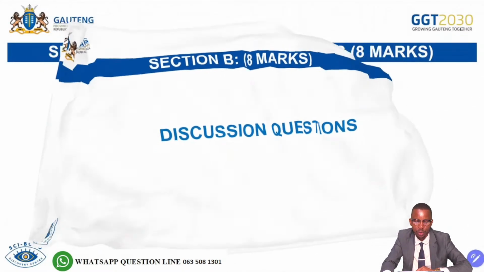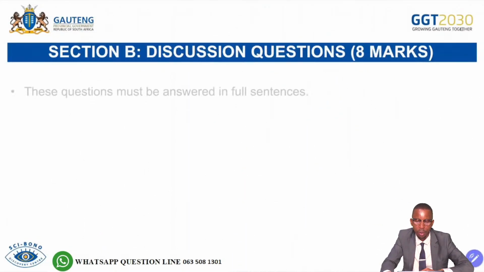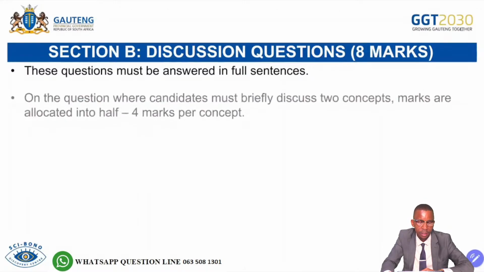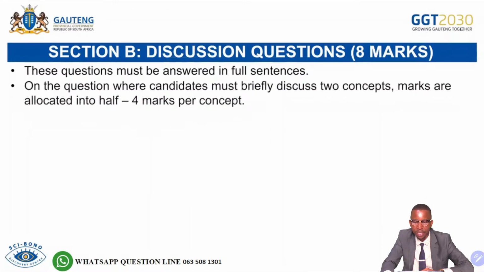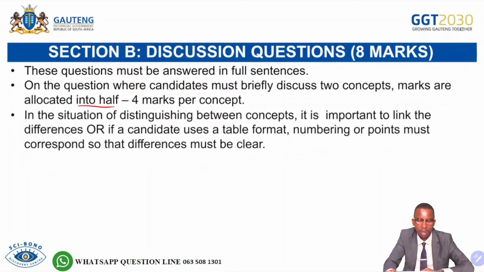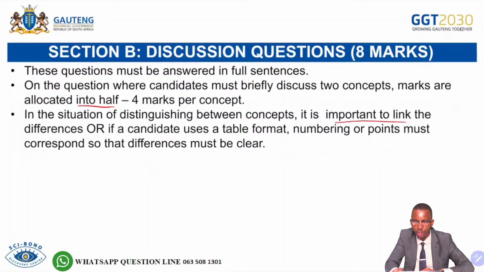Then we move to the 8 marks question. So I'll be quick on this one because of time. So here, what do we expect? This question must be answered in full sentences. On the question where candidates must briefly discuss two concepts, marks are allocated in half, 4 marks per concept. So ensure that you answer accordingly. In the situation of distinguishing between concepts, it is important to link the differences, or if a candidate uses table format, numbering of points must correspond.